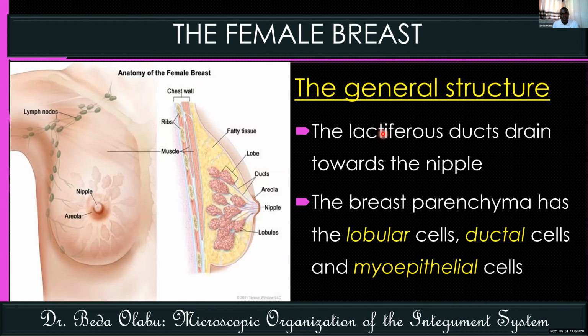So the lactiferous ducts are many. We'd expect about 15 to 20 in total, because we are talking about 15 to 20 lobes. All the lactiferous ducts drain towards the nipple independently. And that means, again, we expect about 15 to 20 openings at the nipple, not just one big opening, but multiple openings.